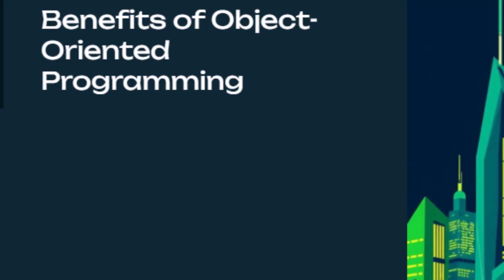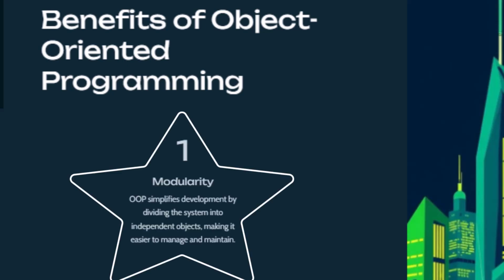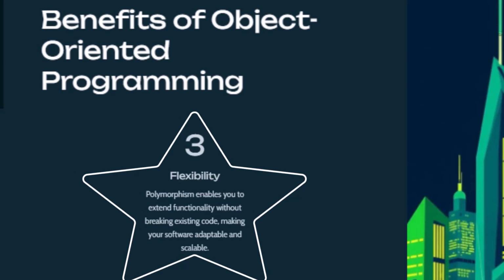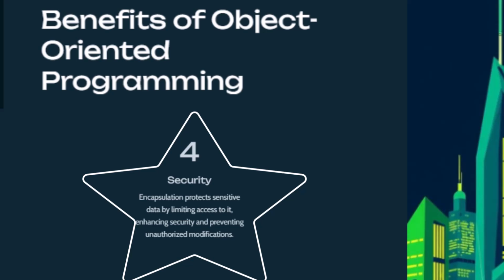Benefits of OOPS. OOPS principles offer several benefits. Modularity: it simplifies development by dividing the system into manageable objects. Code reusability: inheritance reduces redundancy across applications. Flexibility and scalability: polymorphism supports extending functionality without breaking existing code. Enhanced security: encapsulation safeguards sensitive data.